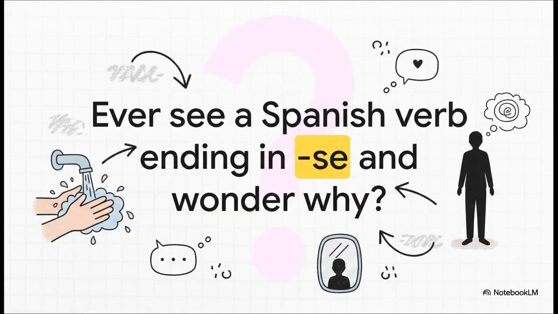Right? You're reading something, you're chugging along, and then boom, you see a verb, like lavarse or sentirse. You know the main verb, but what is that "se" doing there? It's a question every single person learning Spanish asks, and today, we're going to get you the answer.